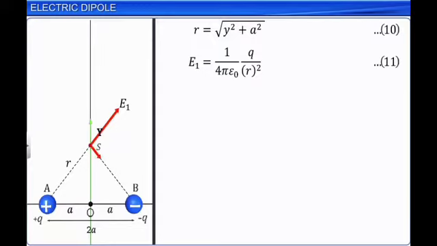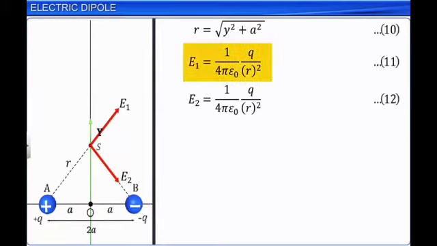Similarly, the negative charge creates an electric field of magnitude E2 equal to 1 by 4 pi epsilon naught q by r square. Let this be equation 12. Electric field strength E2 is directed towards the negative charge and acts along the line joining the point S and the charge -q as shown. We observe that the magnitude of E1 is equal to that of E2.